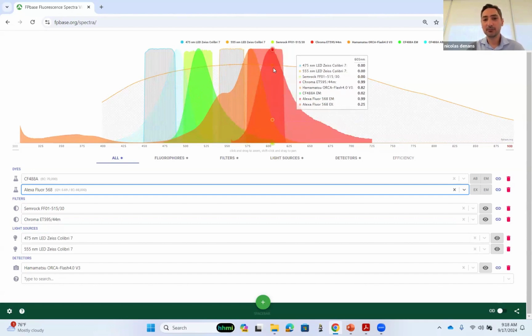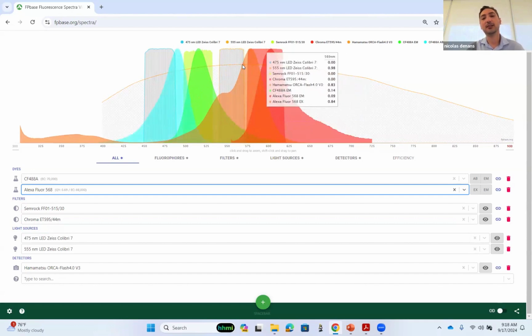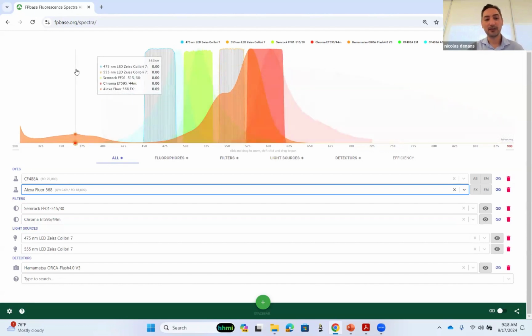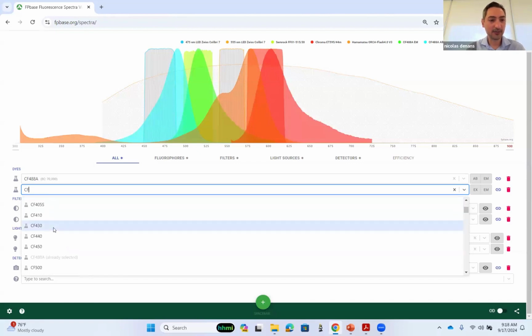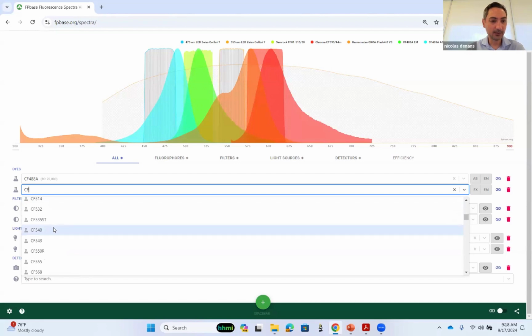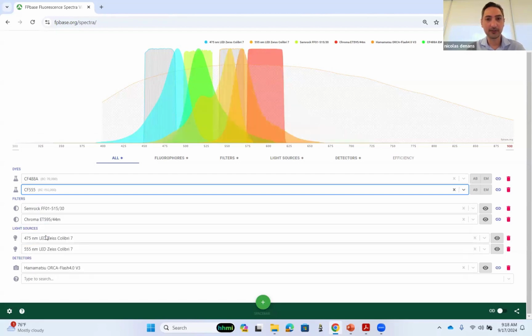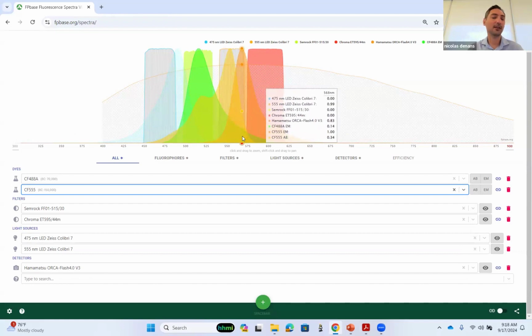In terms of emission, it's still pretty good, but in terms of excitation, we're not as good as the 555. So in this case, I will use the Alexa 555 compared to the Alexa 568. And if we look for CF dyes, which are extremely good dyes from Biotium, what do they have? They have a CF 555. And it's actually looking extremely close to the Alexa Fluor 555.